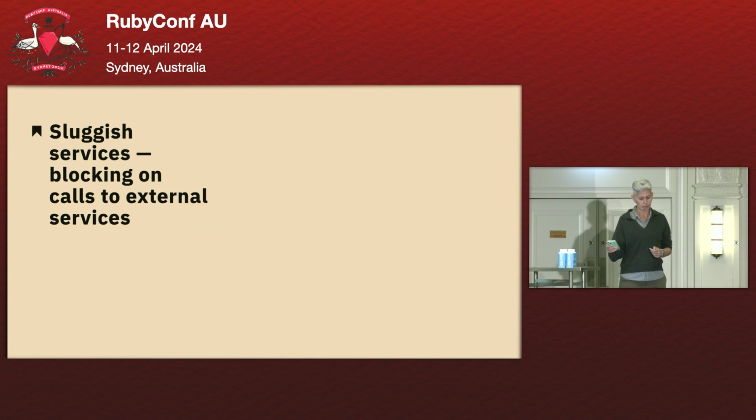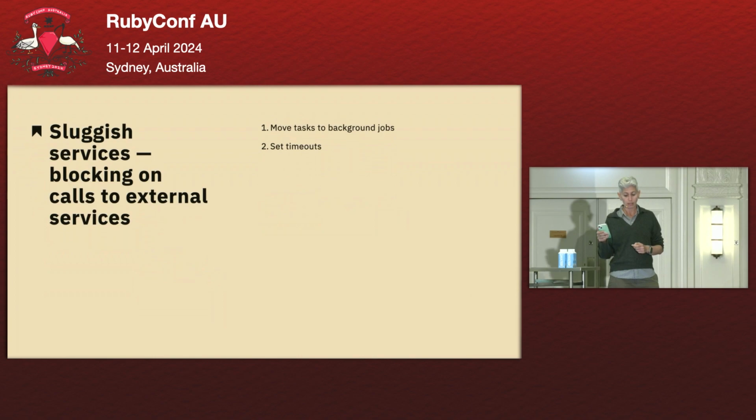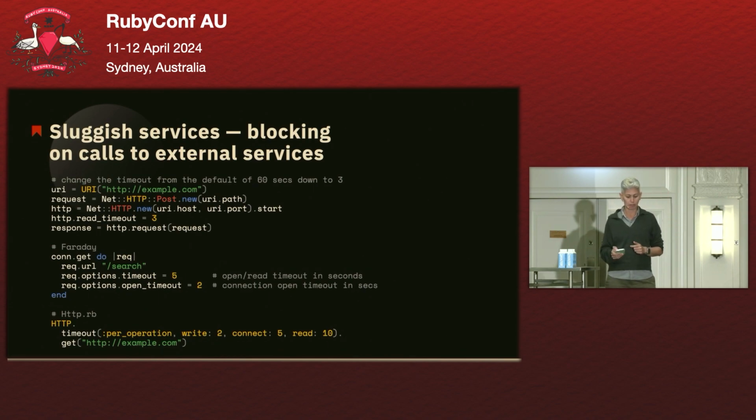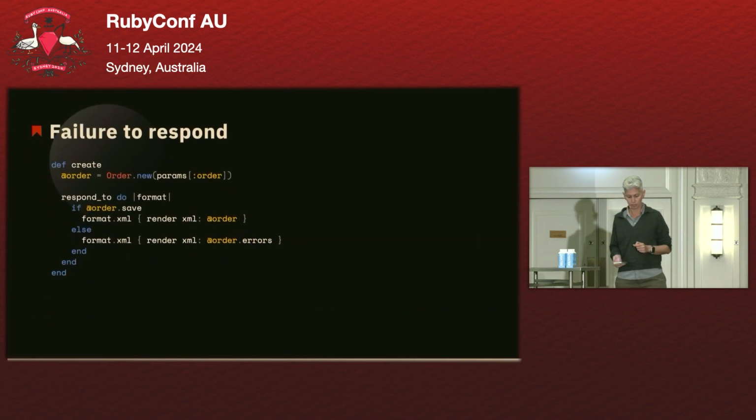I'm going to go through this really quickly. Sluggish services that block in calls to external services. The problem with that, obviously, is it makes the service slower. So things that we can do are move tasks to background jobs or set a timeout. In my example here, I changed the timeout from the default of 60 seconds to 3. And I'm giving a couple of examples using Faraday and http.rb on how to change the read timeout on the HTTP object to take a value that is the number of seconds of the timeout.